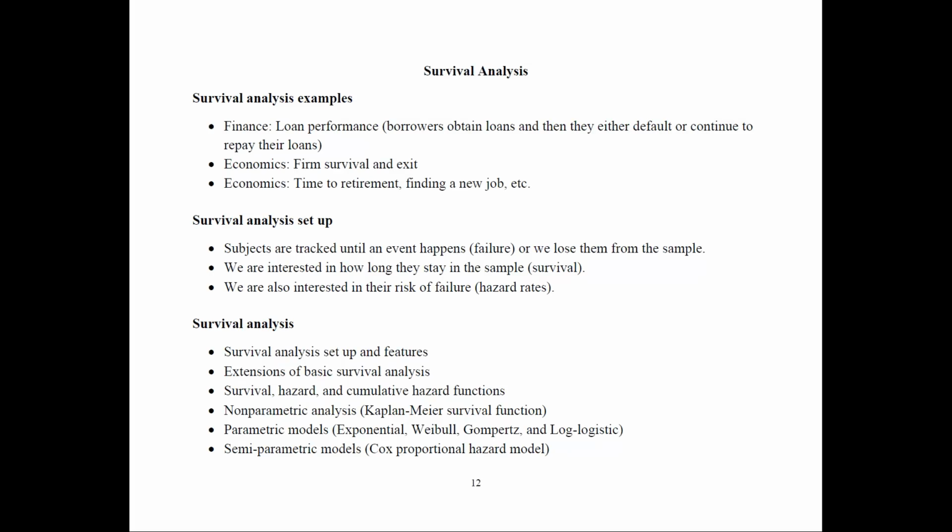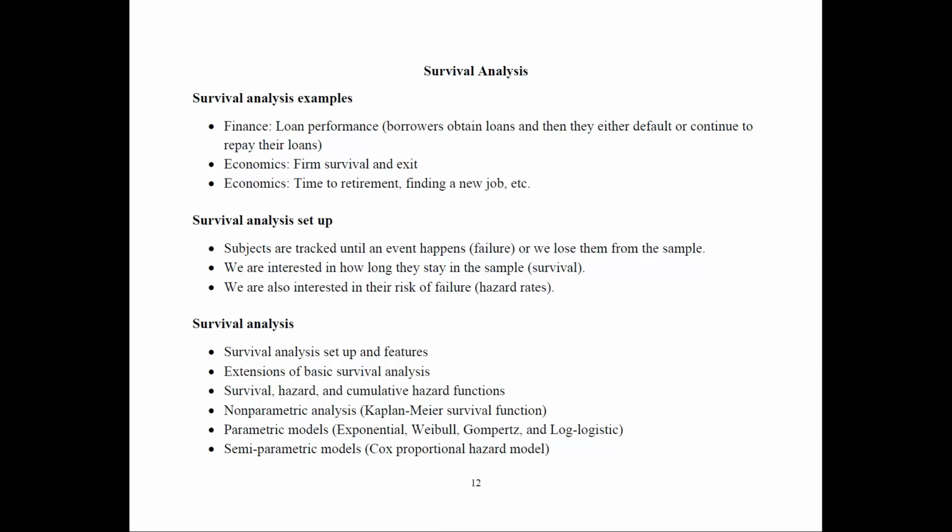Okay, next one is survival analysis. So an example from finance is to look at loan performance. So borrowers obtain loans and they either default or they continue to repay their loans. In economics, we can talk about firm survival. They're in the sample while they're surviving and then they exit. And another example is time to retirement, time to find a job, and how long it takes you to do these. So the setup for survival analysis is the following.